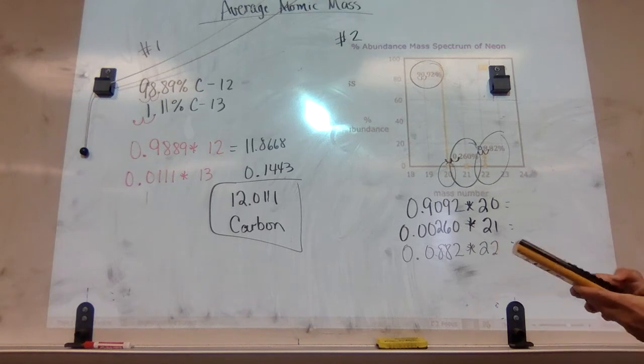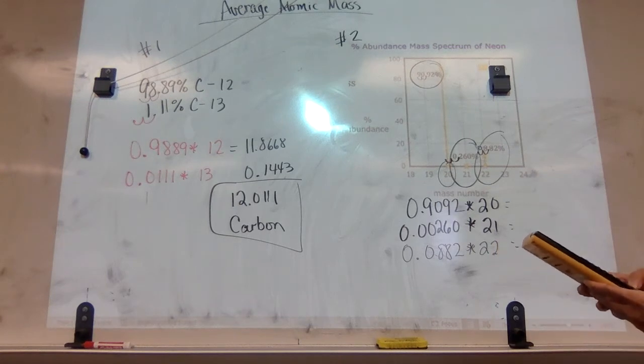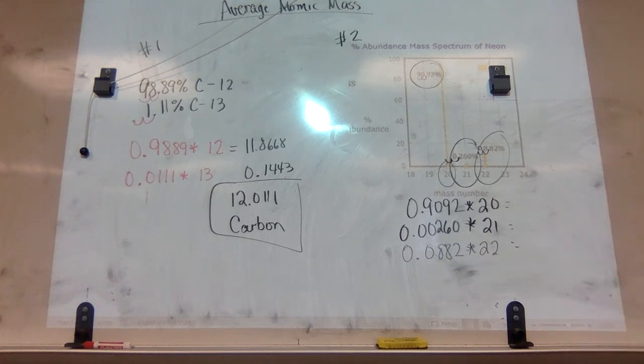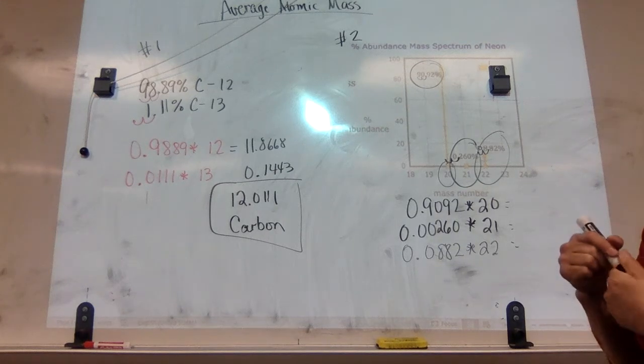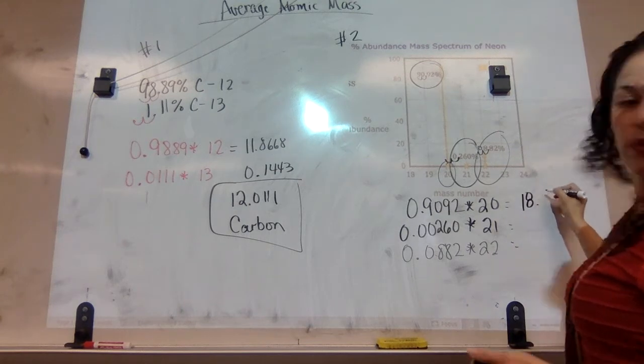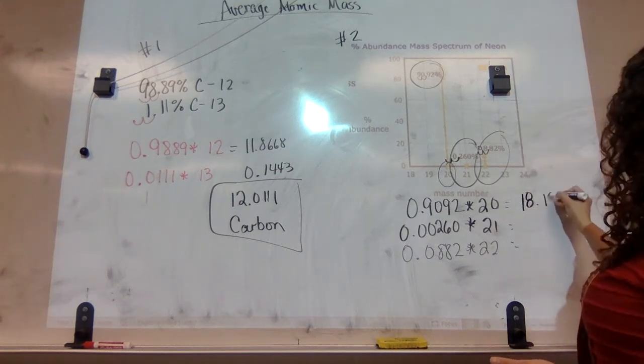So once again, I'm going to do it step by step just so you can see. But honestly, I prefer that you do it all in one step. That way, less room for errors. Okay, the very first one, 0.9092 times 20, gives me 18.184.